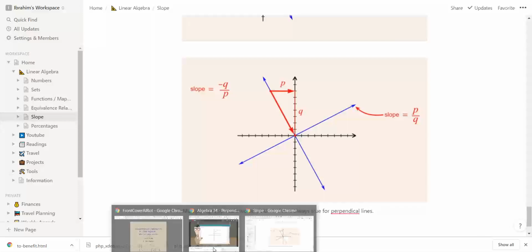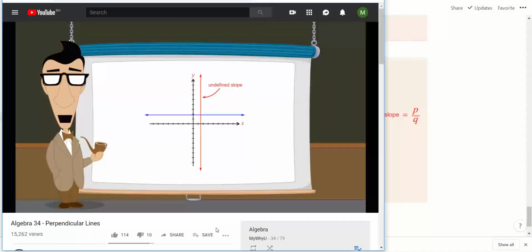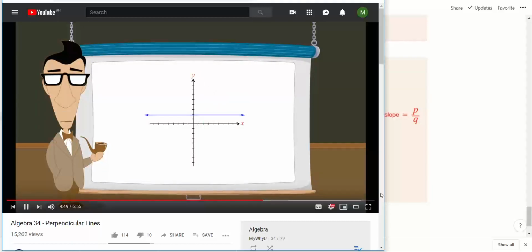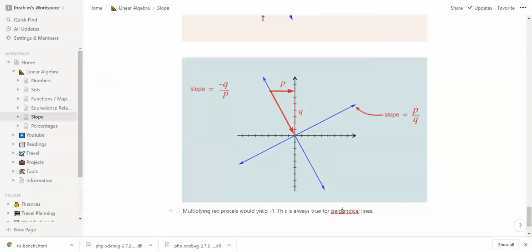Using the fact that the slopes of perpendicular lines are negative reciprocals allows us to construct an equation for a line which is perpendicular to any given line and intersecting any given point.